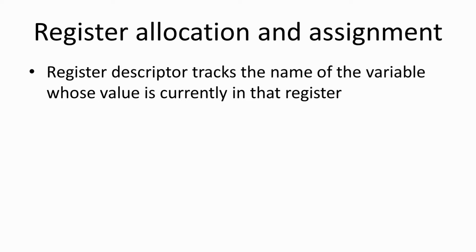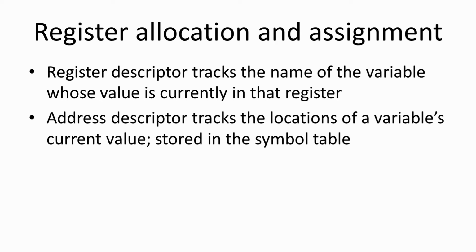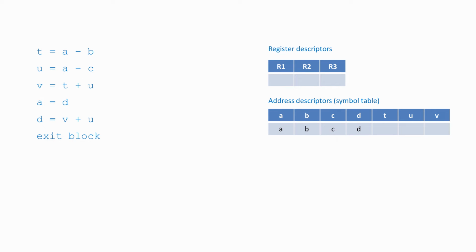A better approach to instruction selection would be to use a data structure that keeps track of which program variables currently have their values in which registers, to avoid unnecessary loads and stores. A register descriptor can be used to hold the name of the variable whose value is currently stored in that register. An address descriptor can also be used to track the location or locations of the most up-to-date value of the variable. The obvious place to store this information is in the symbol table, which already contains an assortment of information about each name. So now consider this example of a basic block.